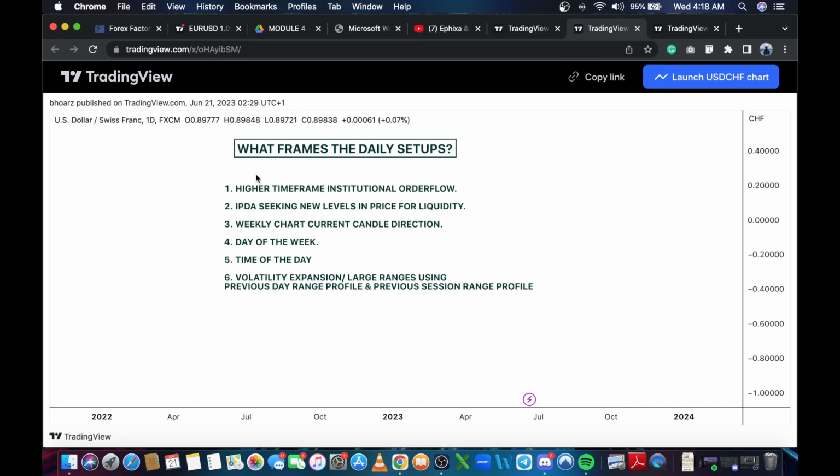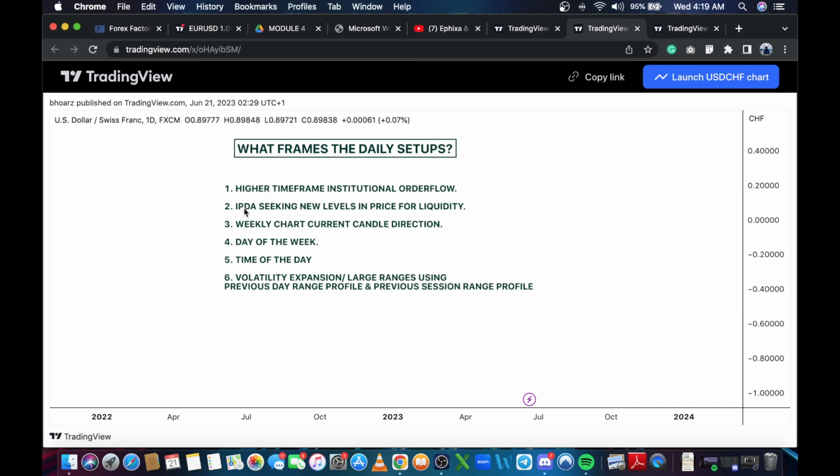Alright, so let's look at what frames the daily setups. What are the tools or elements that we need to bring together to frame the daily setup? We need, number 1, high time frame institutional order flow. I've already hammered this already, so you know what this is by now.